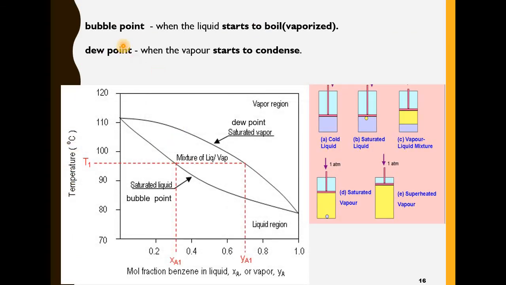What is the bubble point and what is the dew point? The bubble point is when the liquid starts to boil. Above this curve is where the liquid starts to boil, to become vapor. For the dew point, data outside the dew point is where the vapor starts to condense. So these are the definitions for the dew point and the bubble point.